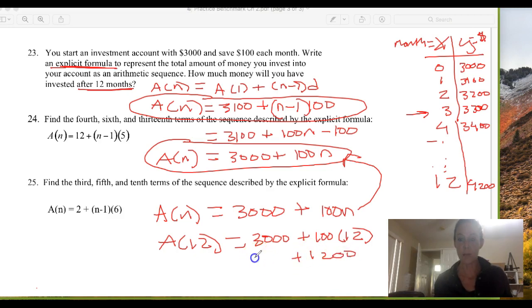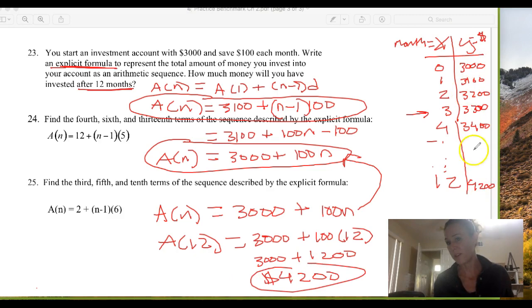You're going to add 3,000 to that, and it's going to give you 4,200. Okay? So, which is what you would get if you just added it down. So give me the explicit formula, either this one or this one. You could write it out just by seeing how it's read logically. It is the explicit formula. And then give me the solution, 4,200.